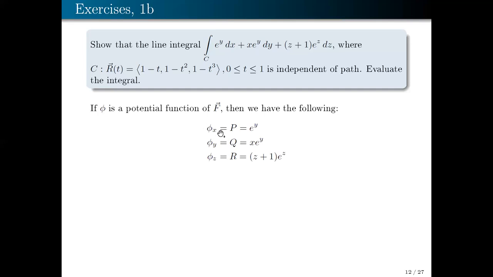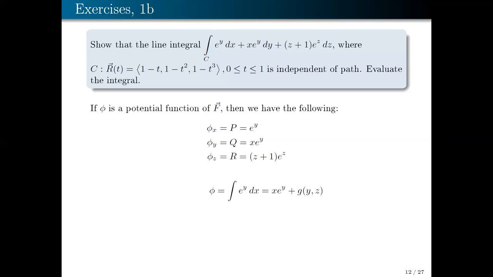Let's solve first for phi from phi sub x, which is the integral. So phi is the integral of phi sub x dx. So that will give us x e to the y plus, this time it's a function now of y and z for the constant, quote unquote, since this part will be constant with respect to x.